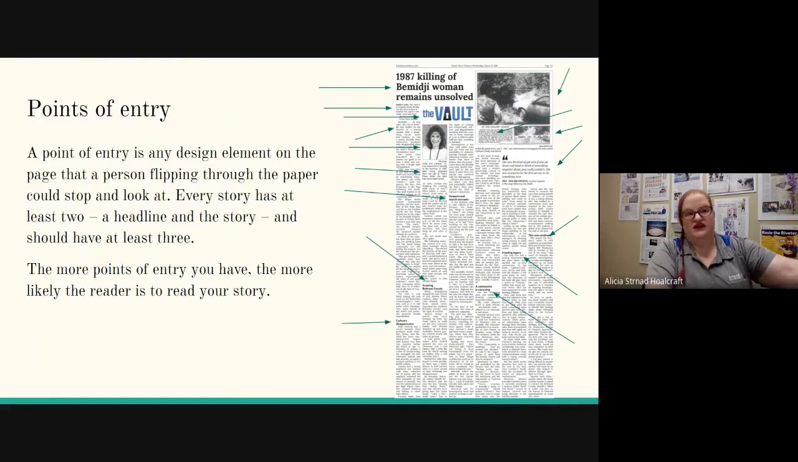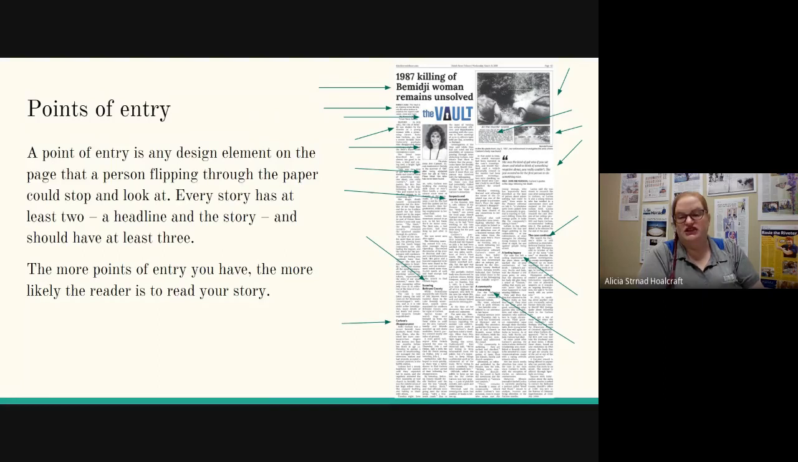And then points of entry is huge. Points of entry is essentially any design element that a person who is flipping through one of our newspapers will stop and look at. They have done just hundreds of different eye tracking studies of how people take in news, whether they're reading it in print or whether they're reading it online. It's all been studied. And all of the studies tell us that these points of entry are what makes somebody read or stay on a story.